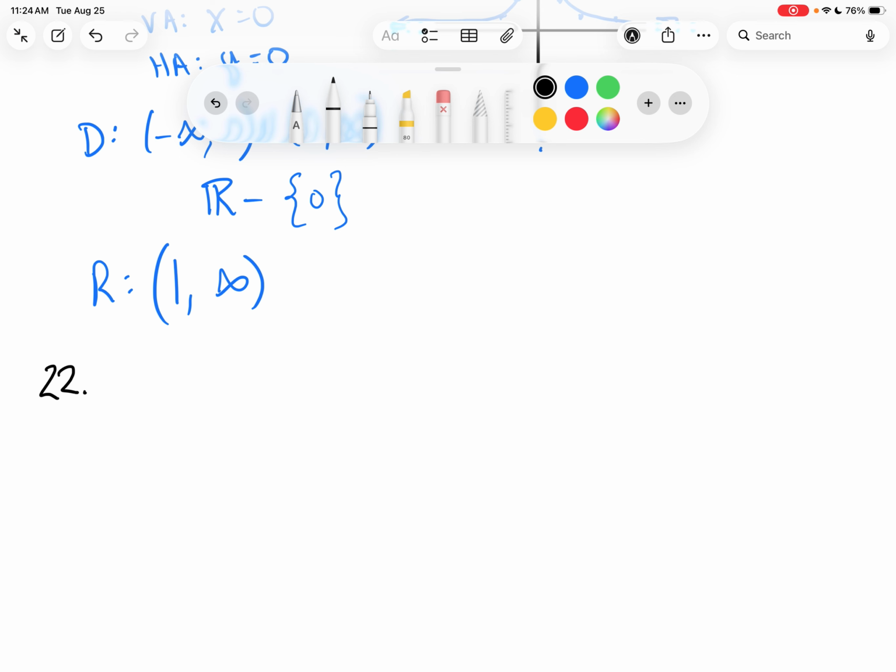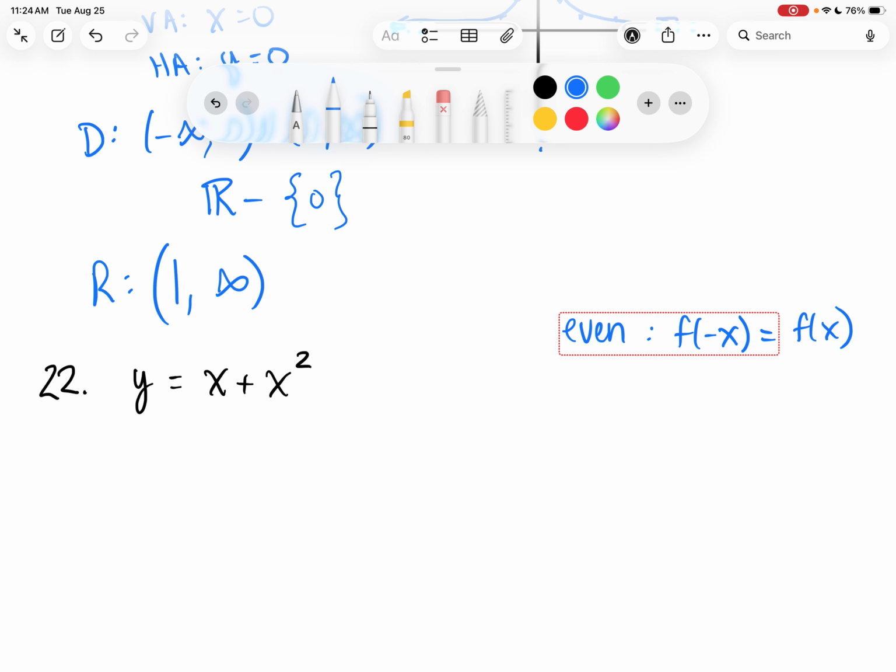So we've got y equals x plus x squared. Just as a review, if it's even, when we have f of negative x, it's going to be equal to f of x. That's just the way I think about it: if I have x squared, I put in a negative, it comes out positive, because x squared, I know for a fact, is even.